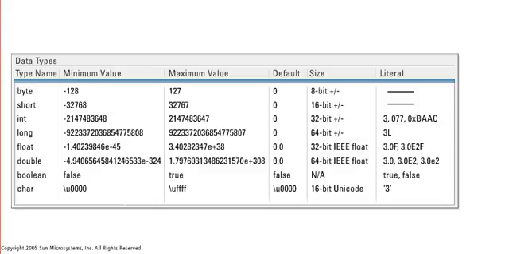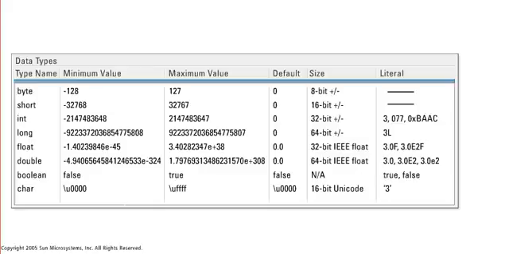Now the byte, short, int, and long data types are our integer data types. They are whole numbers. They contain no decimal places. Now the float and the double are our floating point data types, and they have a decimal place. The boolean is a truth value. It either is true or false, and the char data type is a character data type. It can hold 1 character.